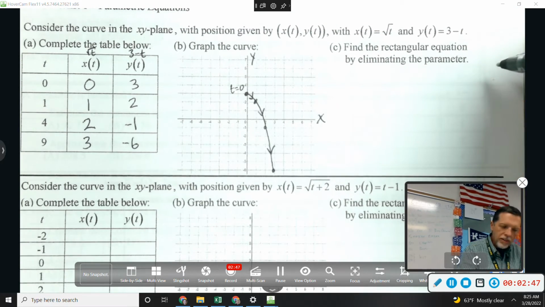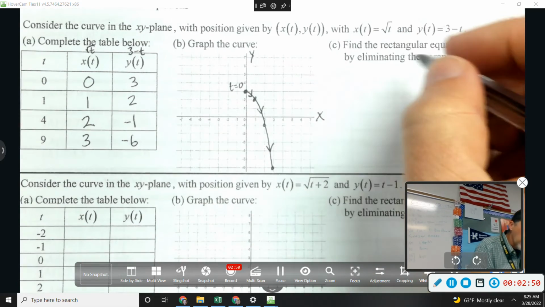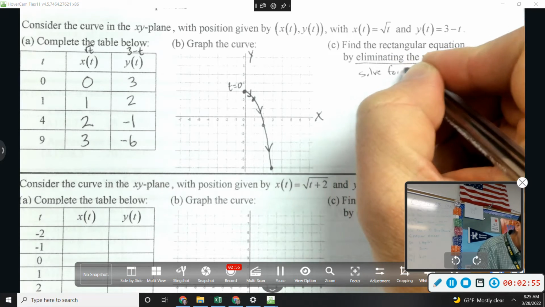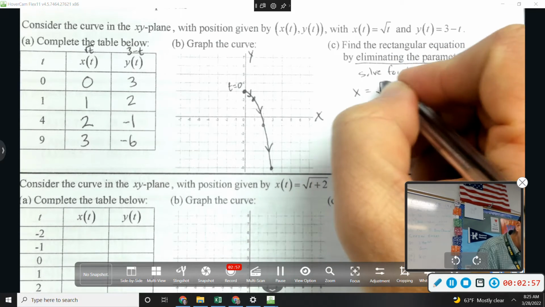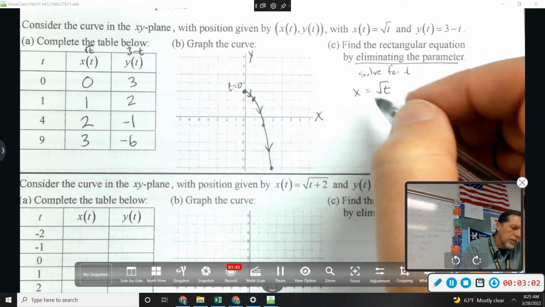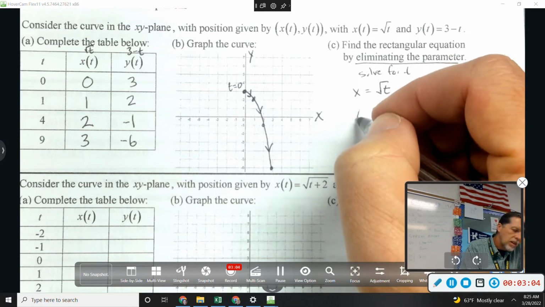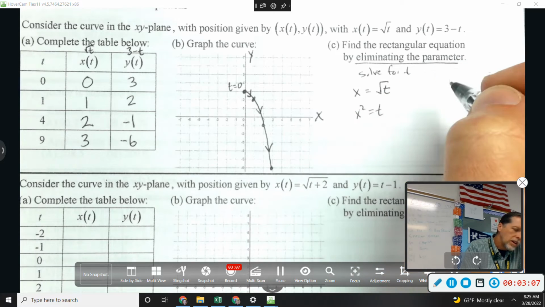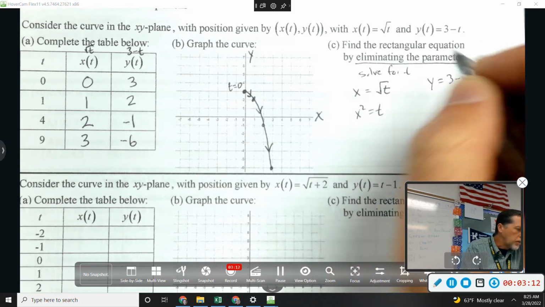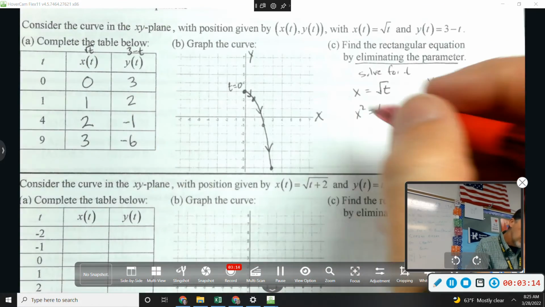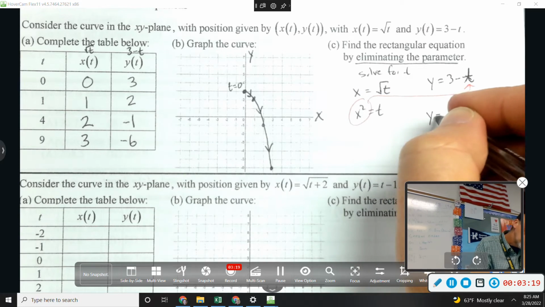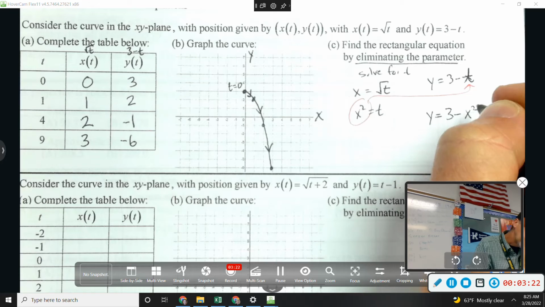Part C, find the rectangular equation by eliminating the parameter. So that means solve for t. So x is the square root of t. So if we square both sides, x squared equals t. Y equals 3 minus t. So x squared goes in for t, and y equals 3 minus x squared.